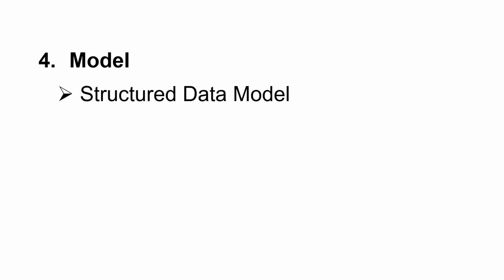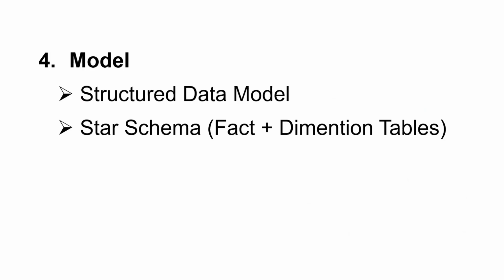Step 4 is modeling. It's very important to model your data, to set a model that will be very helpful in generating the reports later, and to understand your core data and the data that is related to the core data. The output from this step is a structured data model. This structured data model can be in the form of a star schema.